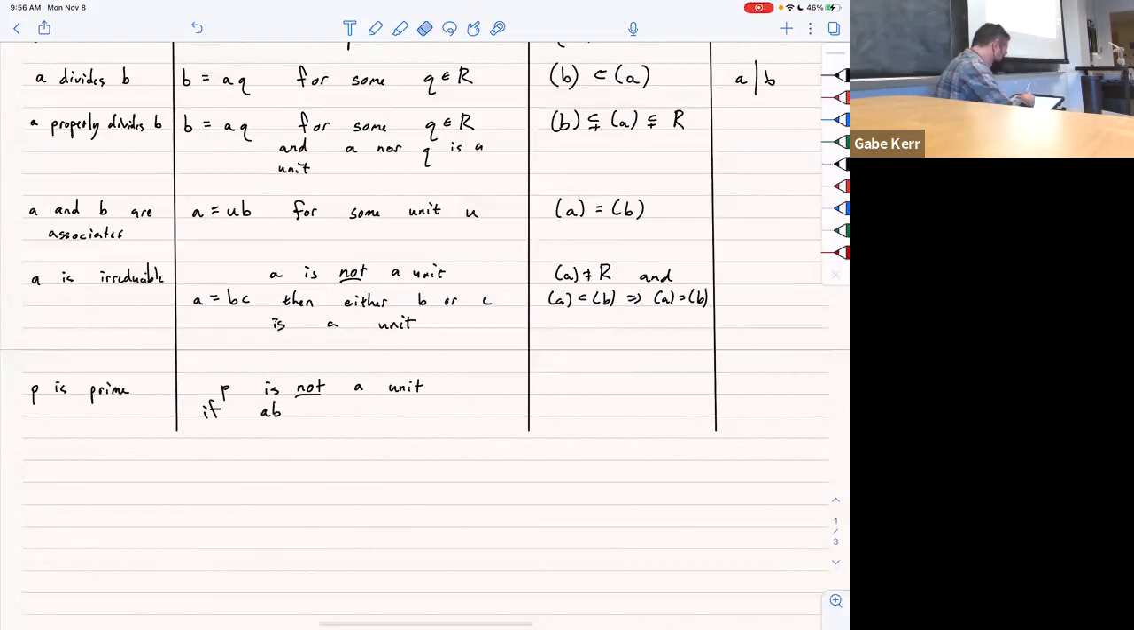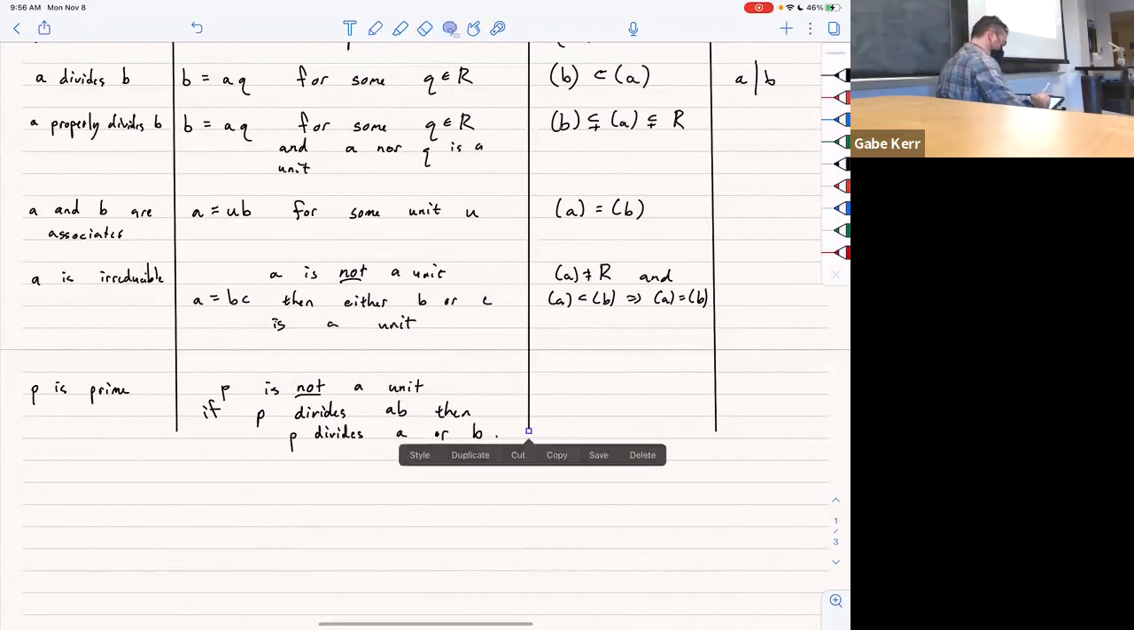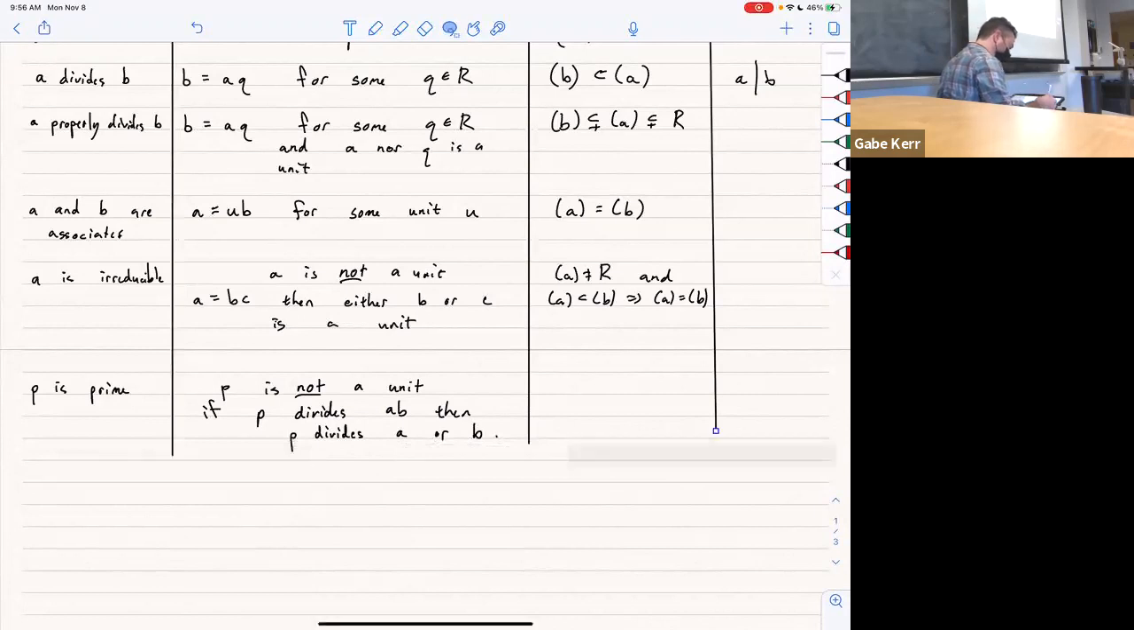I don't want to write it this way. I'm going to use language here. This is the wordy way. Okay, good. If P divides AB, then P divides A or B. At least one. Or is taken to mean one or both.